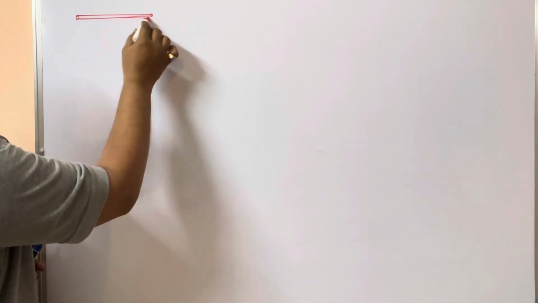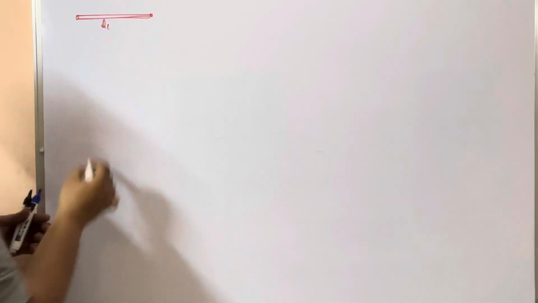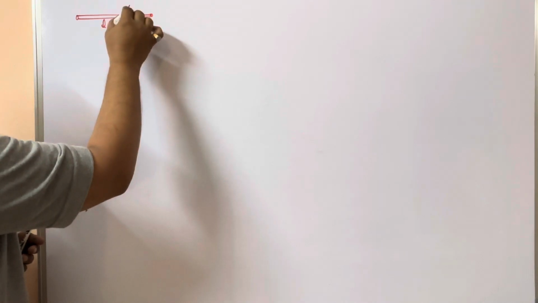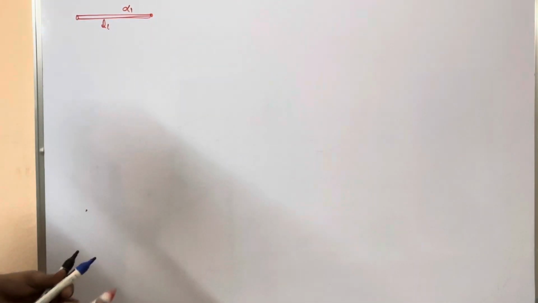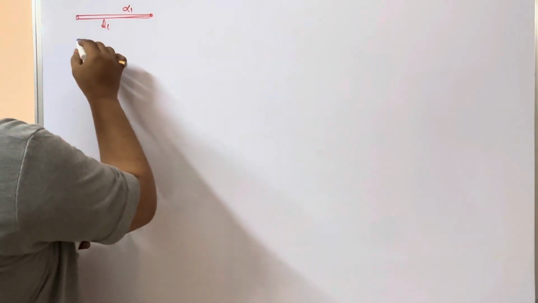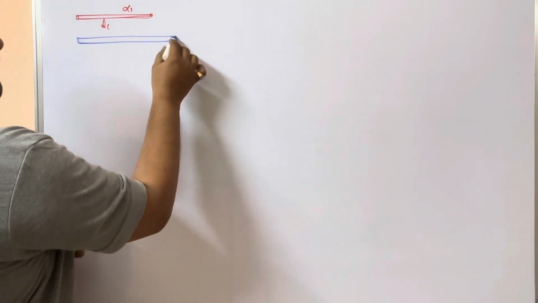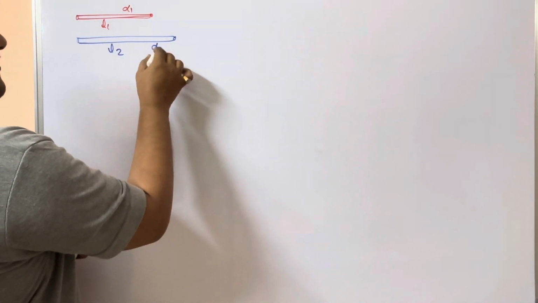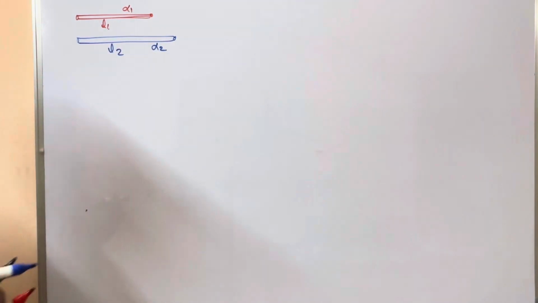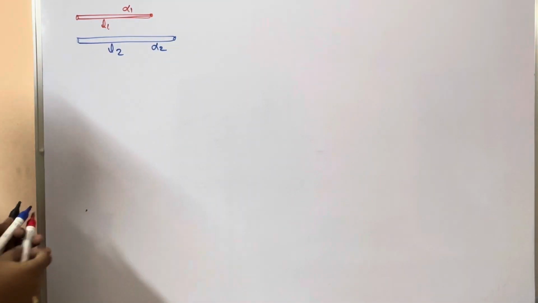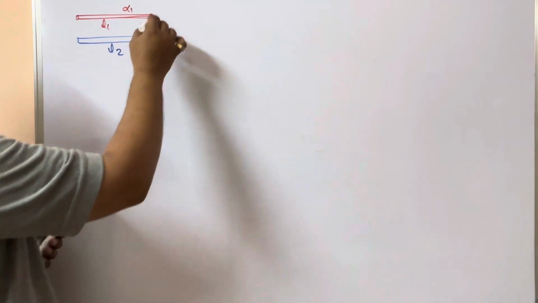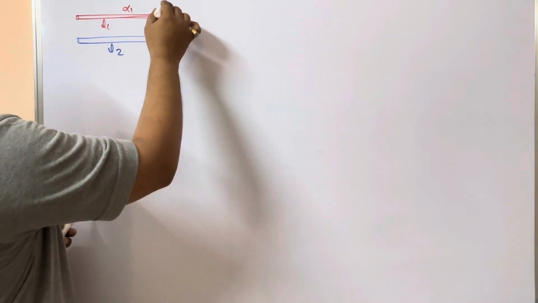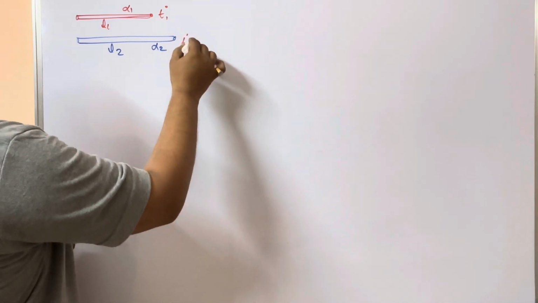If there are two different vials, L1 which is made up of one material with alpha 1, and another vial L2 which is made up of alpha 2. Now both are at the same temperature, T1 degrees Celsius.